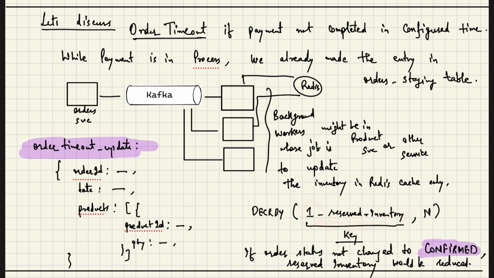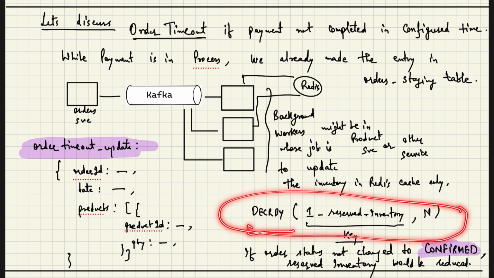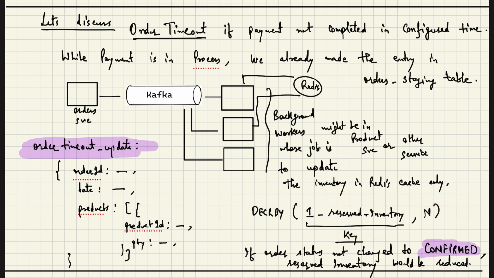So we'll simply apply the decrement by function, and we'll directly decrement the count of all the products in this failed order with just one operation. That is also very fast, and we have done this operation atomically. Now it is that simple. If the order status does not change to confirmed, reserved inventory would be reduced. This is what we have done here.